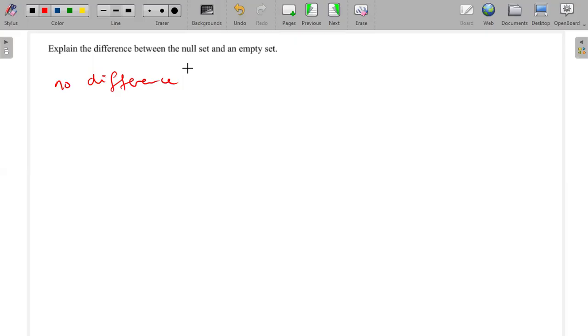So these are both sets that do not contain any elements. We denote them as the empty set or null set, or just a pair of curly brackets with nothing inside, because it's empty. So there's no difference. It's just the wording that is different, where you have null and you have empty. Otherwise, they mean the same thing.